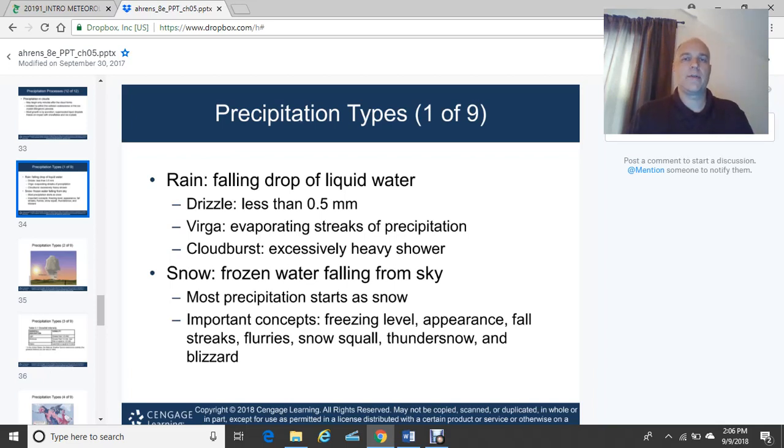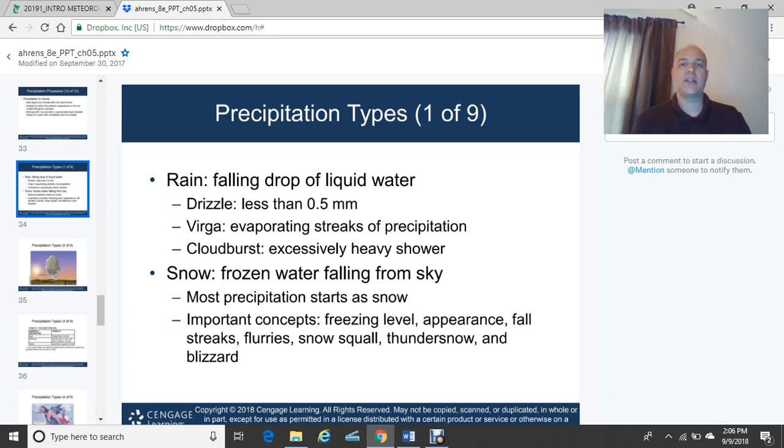Now, snow. Some of us have seen snow and lived around parts of the country that have snow. This is frozen water falling from the sky. Most precipitation, believe it or not, starts off as snow because a cloud is well up in the upper atmosphere where the temperatures are far below freezing. A lot of times all precipitation will start as snow, and then as it descends towards the ground, the temperature is warmer and that snow melts into liquid.